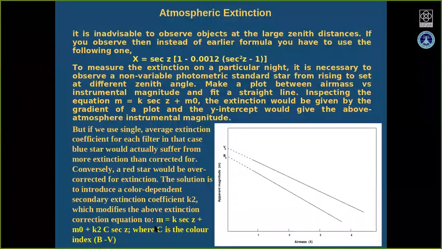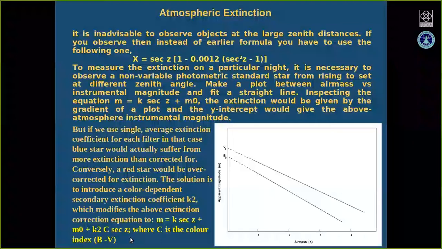So now your total correction equation is m is equal to k sec z. This is your magnitude correction, right? Plus m0 is nothing but the magnitude of that star above the atmosphere. Plus K2 is nothing but the color coefficient, C is the color index, and sec z. So your equation will be a little bit different now. So this correction we call a color correction.